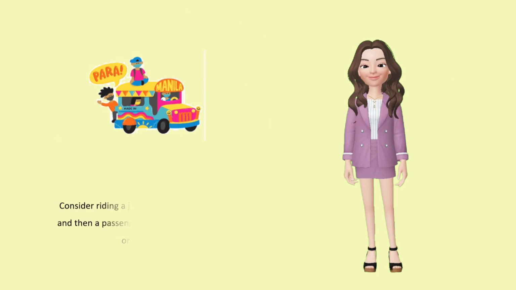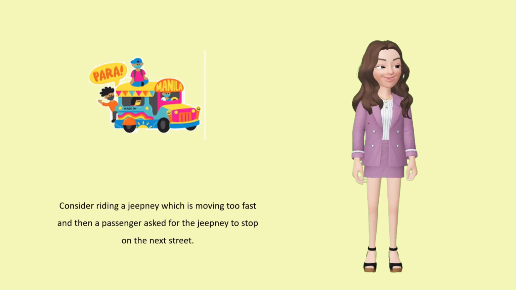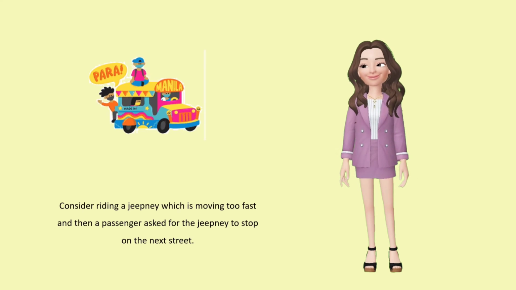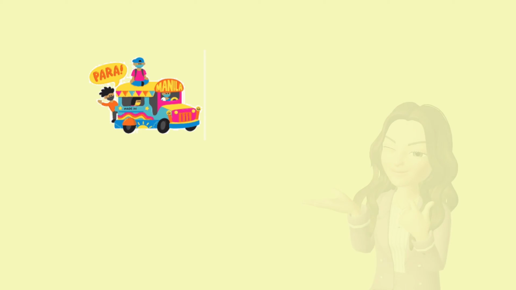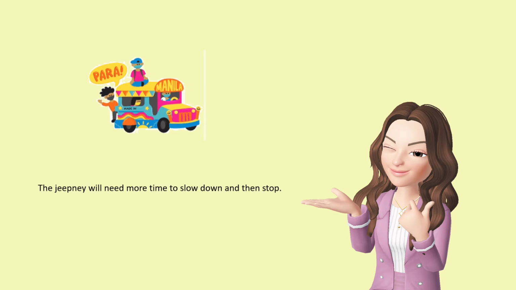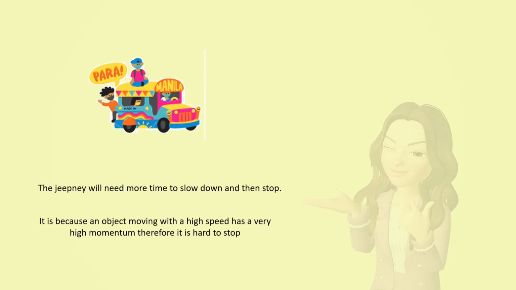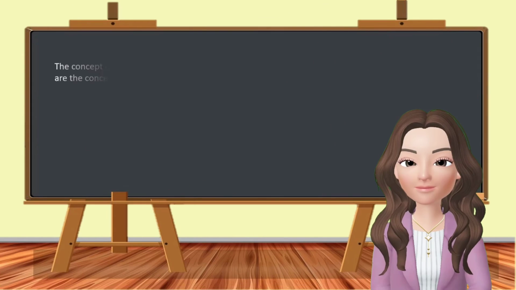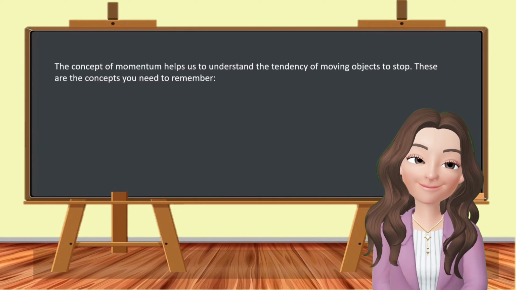Now, consider riding a jeepney which is moving too fast and then a passenger asks for the jeepney to stop on the next street. What do you think will happen? The jeepney will need more time to slow down and then stop. It is because an object moving with a high speed has a very high momentum, therefore, it is hard to stop. The concept of momentum helps us to understand the tendency of moving objects to stop.